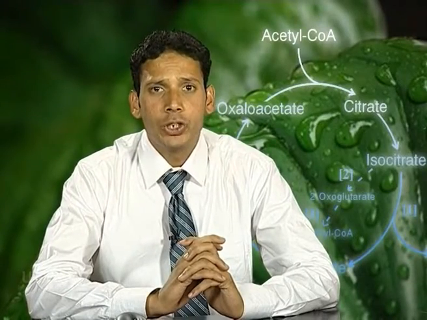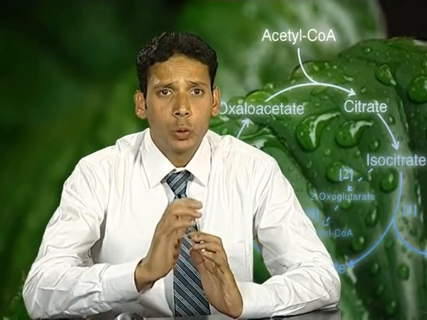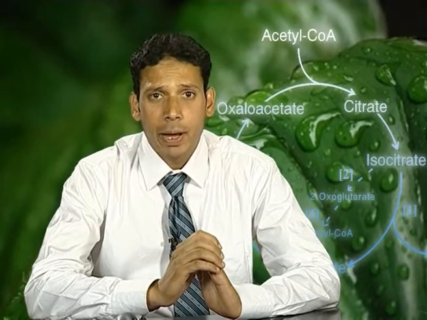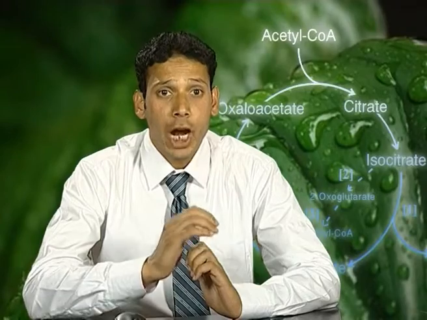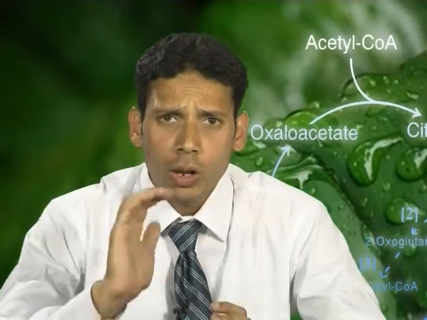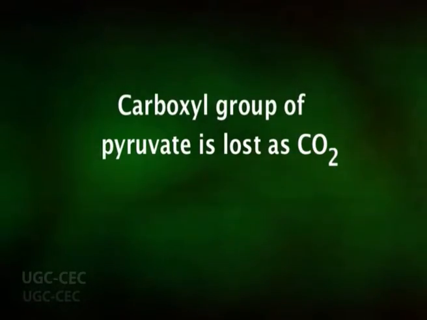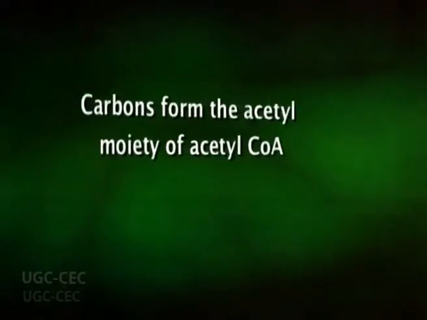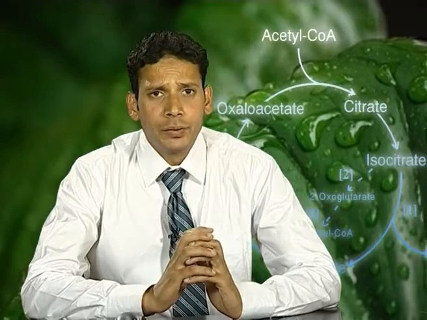Reaction of pyruvate dehydrogenase complex. The conversion of pyruvate to acetyl coenzyme A catalyzed by the highly organized multi-enzyme pyruvate dehydrogenase complex is an oxidative decarboxylation. In the overall reaction, the carboxyl group of pyruvate is lost as carbon dioxide, while the remaining 2 carbons form the acetyl moiety of acetyl coenzyme A. The reaction is highly exergonic and is essentially irreversible in vivo.